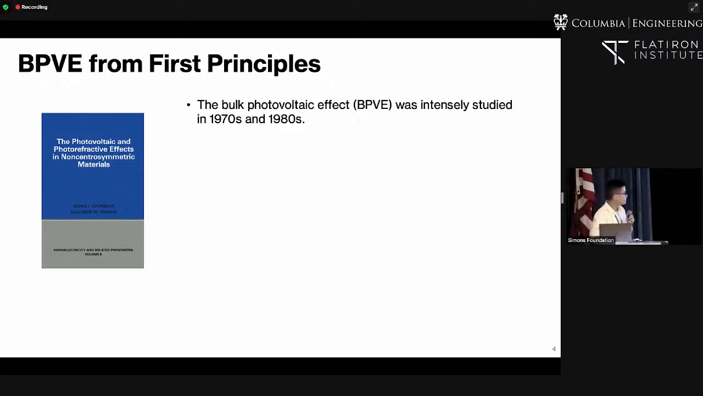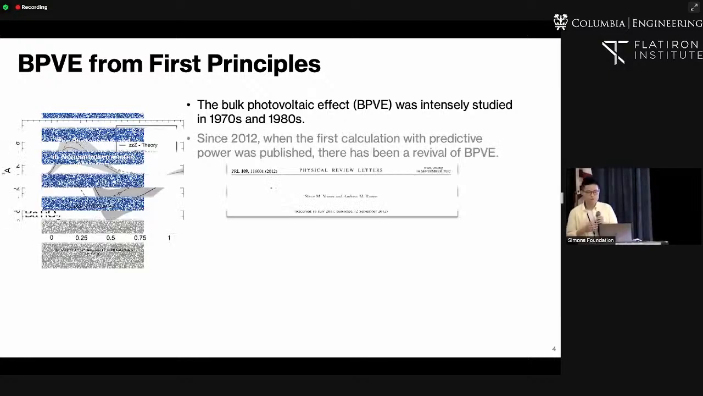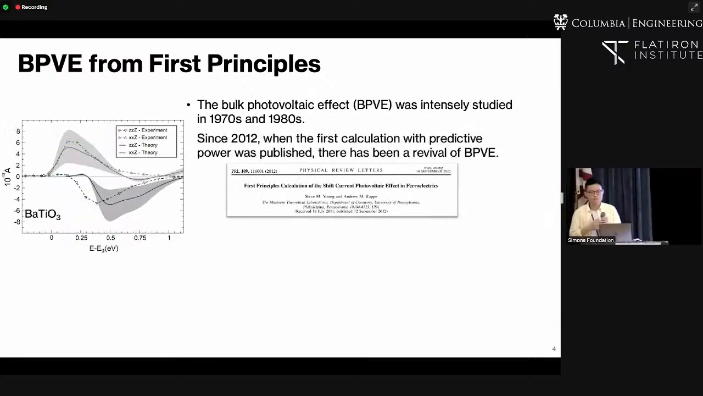A summary of those earlier works can be found in these textbooks. However, most of these earlier studies, I should say all of them, rely on very simple models with a lot of empirical parameters. So it's very hard to really quantify the importance of each mechanism. That basically motivated our group to publish a paper where we use first-principles calculations to compute the bulk photovoltaic effect, and we can make some comparison with experiments.